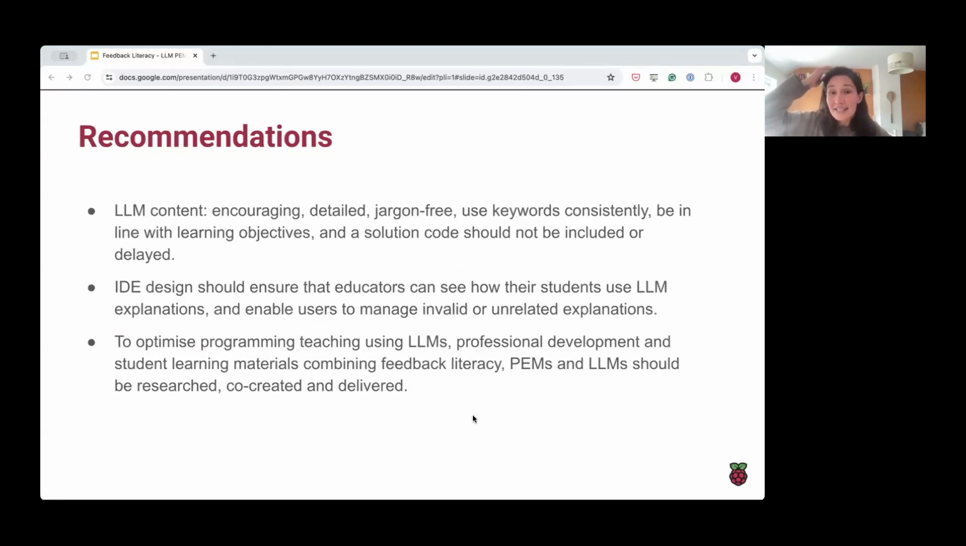We also recommend that IDE design should ensure that educators can see their students use large language models and enable users to manage invalid explanations, to flag them and be aware of them, and help students manage them.